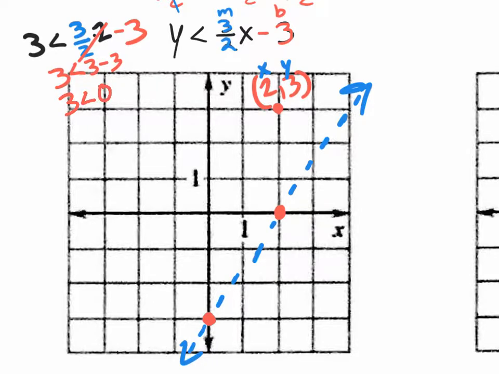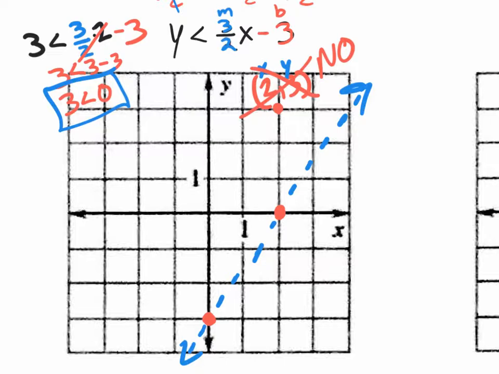So when I rewrite this, I have 3 on this side is less than 3 take away 3, which is 0. What do you guys say about this? 3 is less than 0. That's wrong. That's not true. So we just tested a point, and it gave us something false. That means it's not an answer, right? So this point did not work.